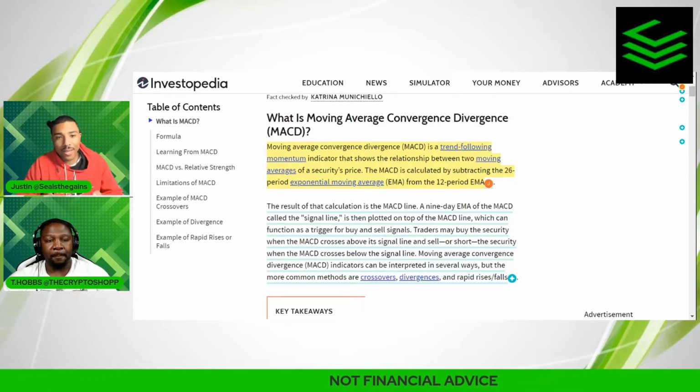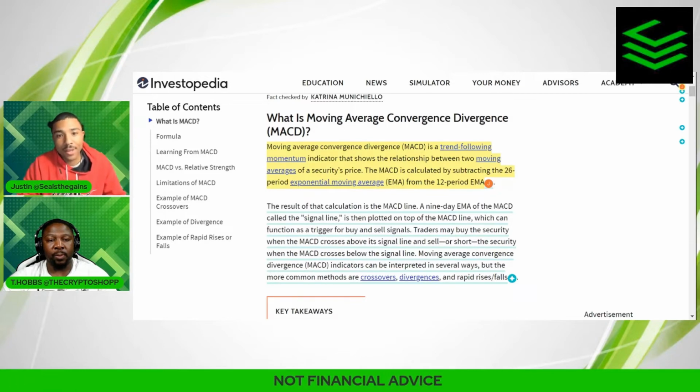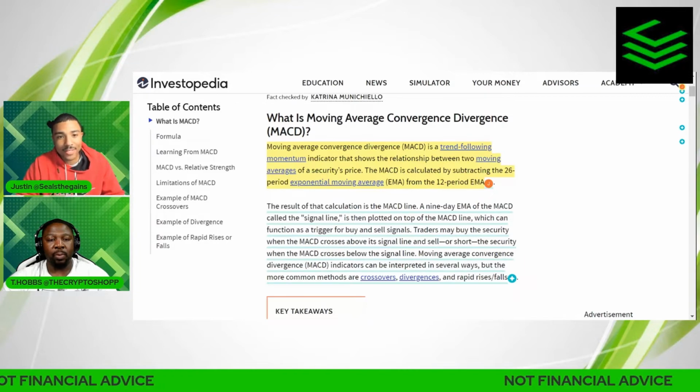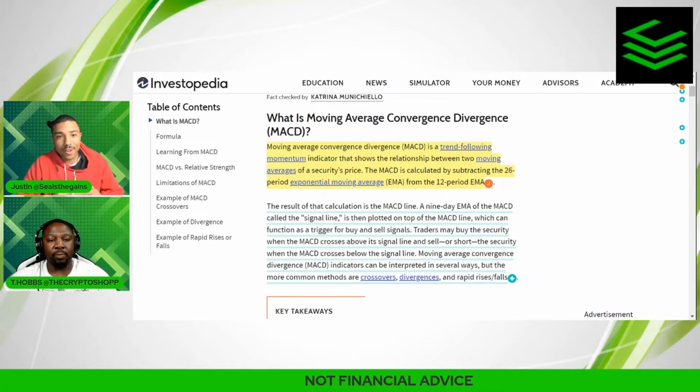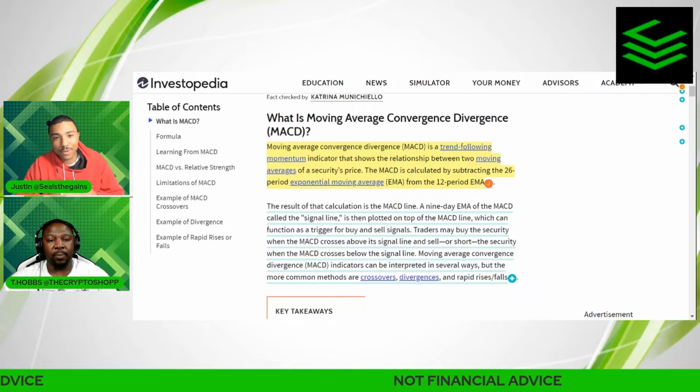So if you don't know what EMAs are, don't worry about it. We're going to be making another video breaking down exactly what EMAs are, and you'll see it on the chart when I throw it back to T-Hobbs. But essentially, all this is saying is that we're going to look at an indicator that's going to show us what direction the stock or crypto is moving in, and it's going to show it through a cross between the 26 EMA and the 12 EMA. It's got some nice bars on there: when it's green, it's bullish, meaning the crypto's going up. When it's red, it's bearish, meaning the crypto's going down.